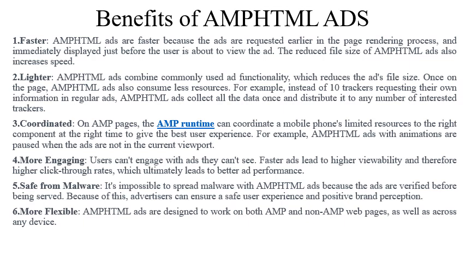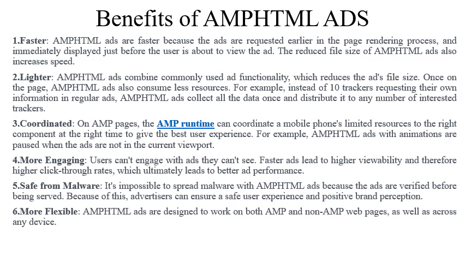More engaging. Users can't engage with ads they can't see. Faster ads lead to higher viewability and therefore higher click-through rates, which ultimately leads to better ad performance. So more engagement here means that the ads are faster, have high viewability and higher click-through rates, which is a win-win situation for the advertiser as well as the publisher. It is safe from malware. It is impossible to spread malware with AMP HTML ads because the ads are verified before being served. Because of this, advertisers can ensure a safe user experience and positive brand perception.